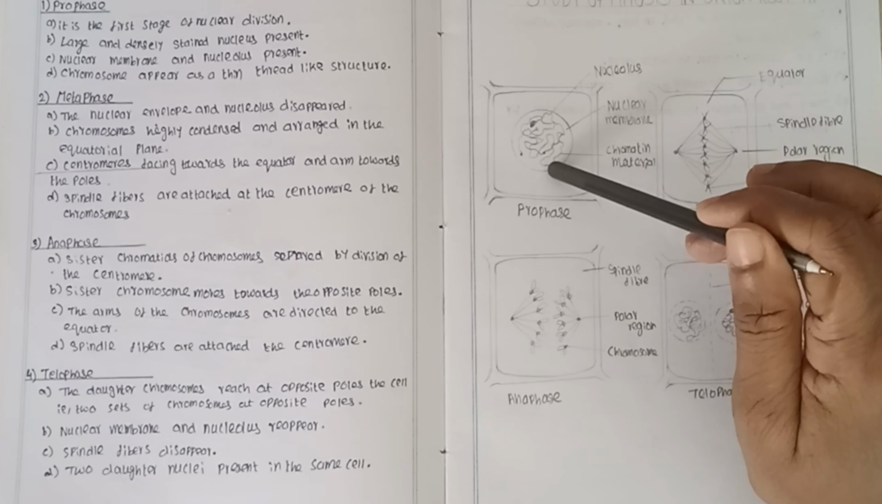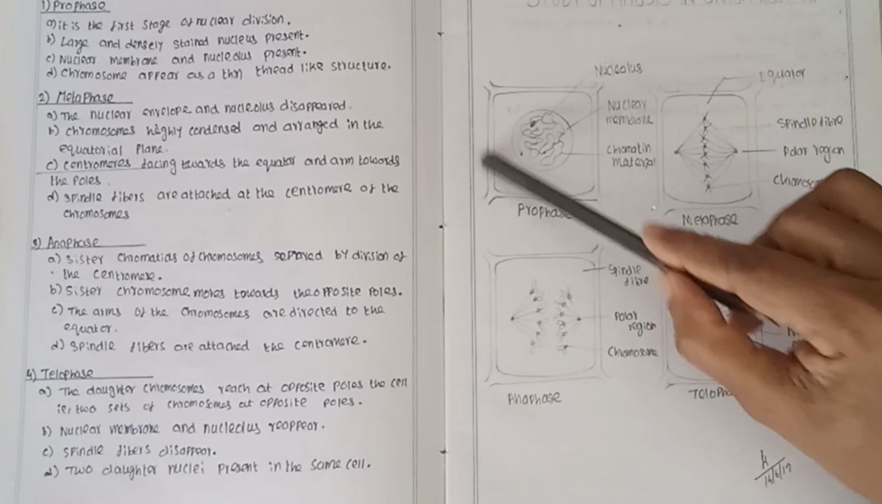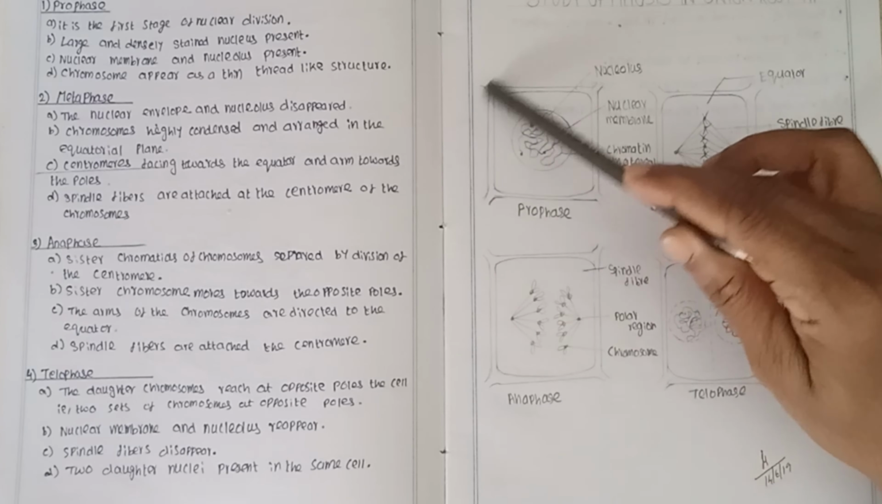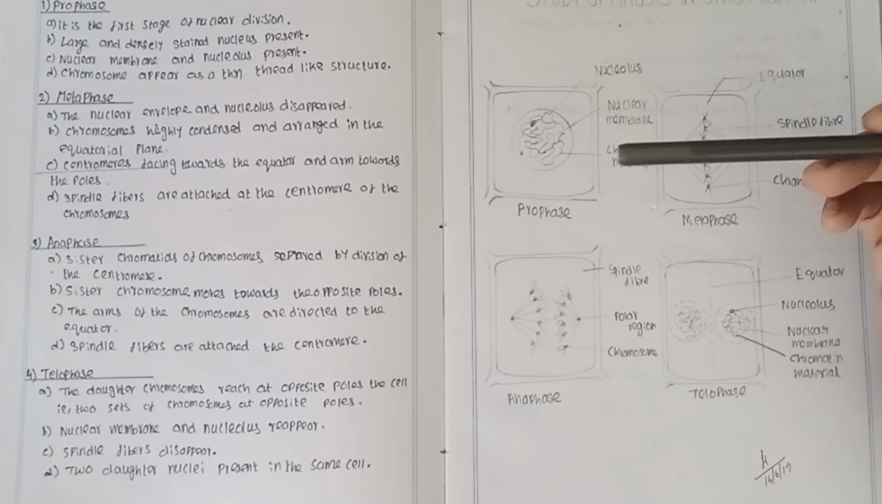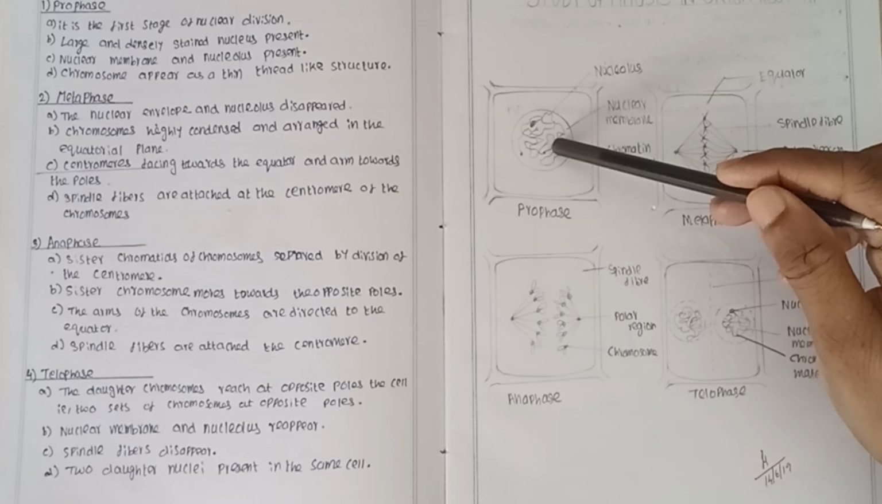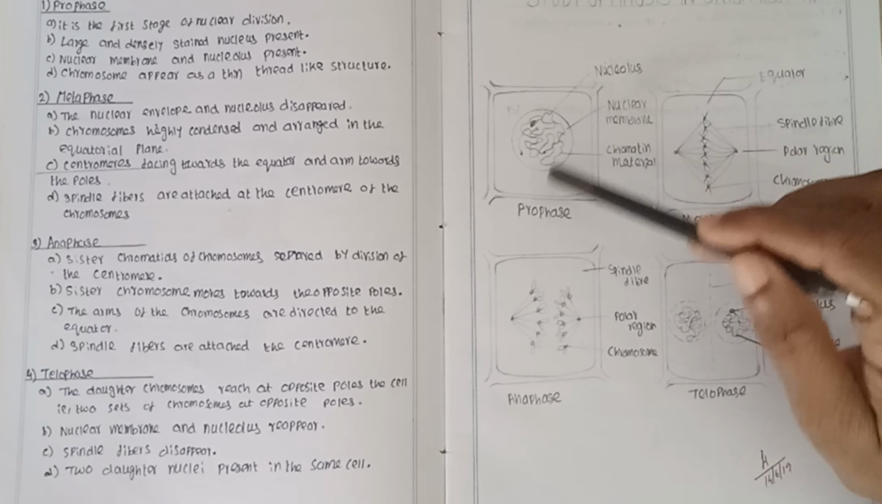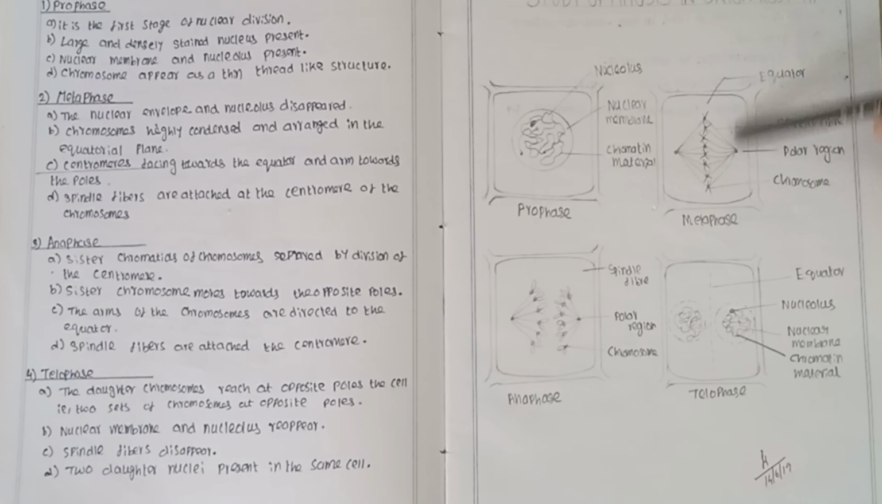Then the next phase. In this picture we just draw a typical cell, but a lot of changes occur in the prophase stage, which we already discussed. Then the second stage, metaphase.